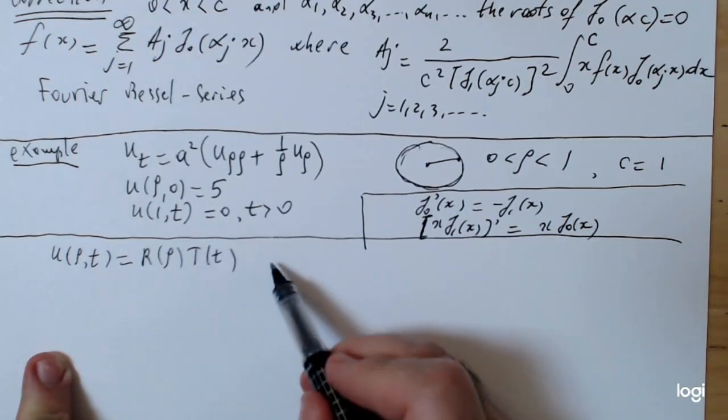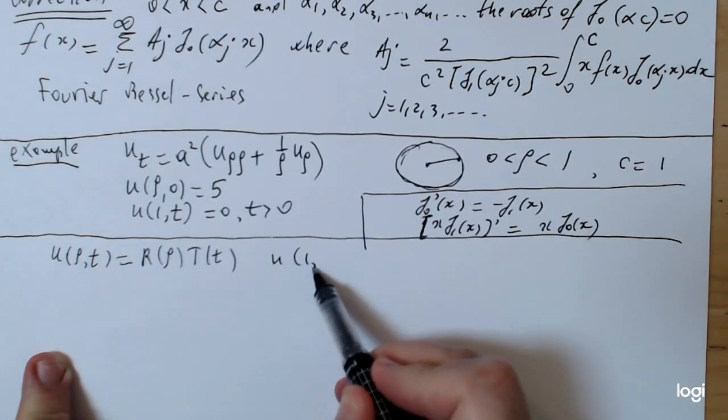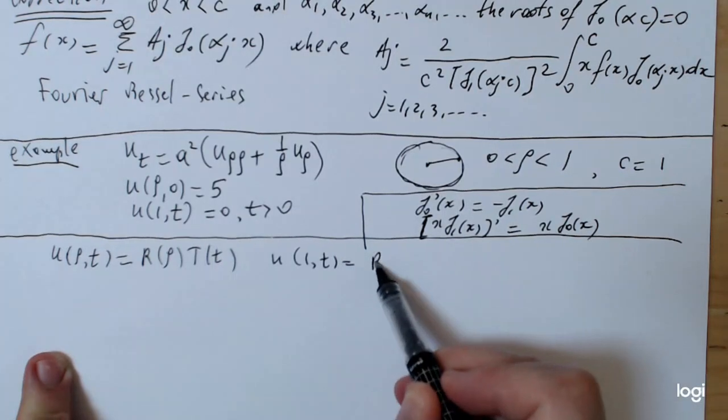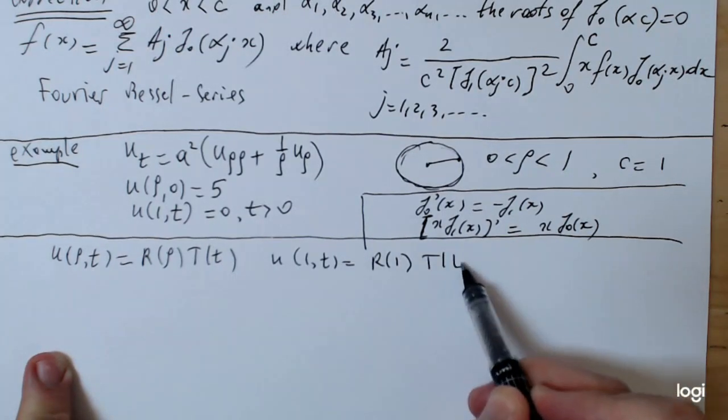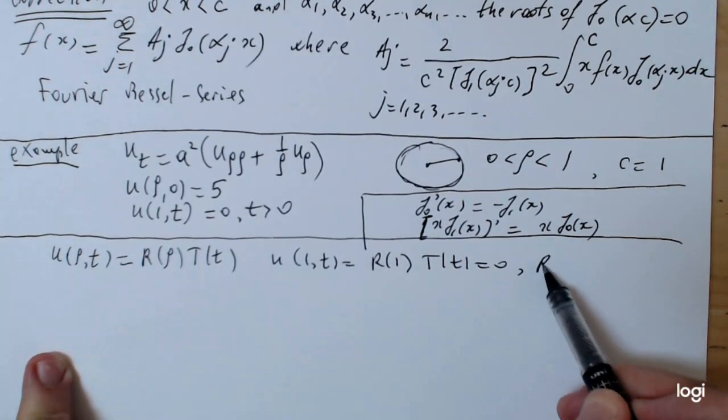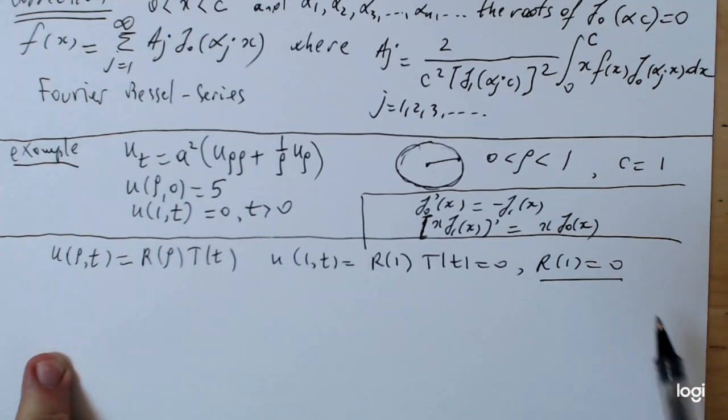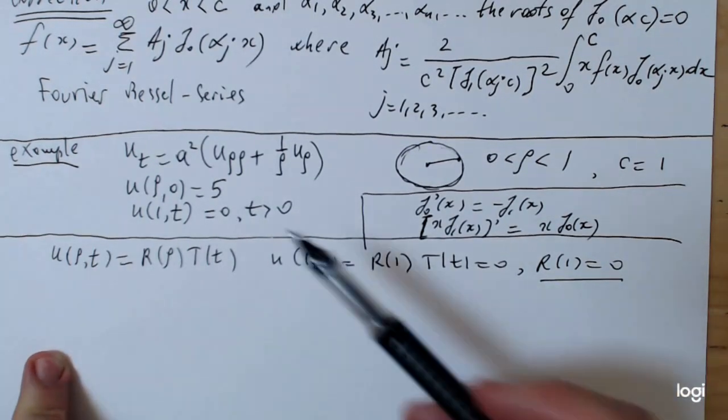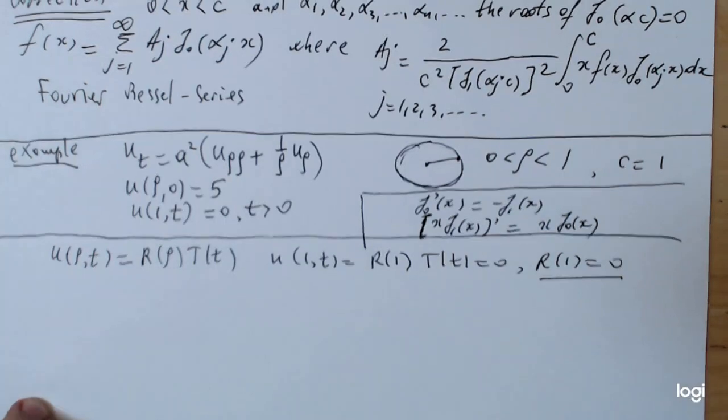So if I plug in 1 for rho, I get R of 1 T of t equals 0. And since I want non-trivial solutions, that means R of 1 must be 0. The non-homogeneous condition, remember, is dealt with at the end.